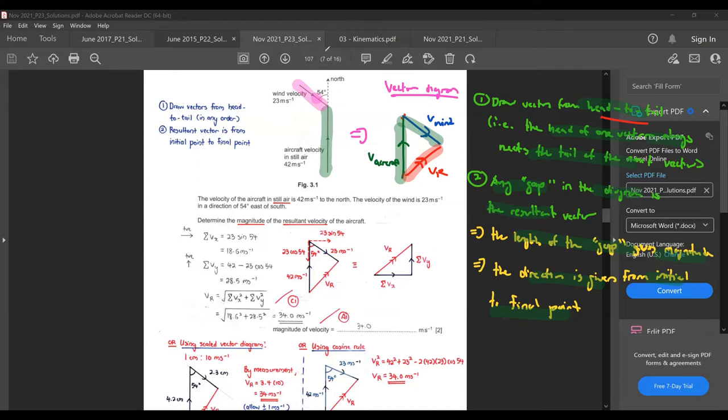That's because if I started with the velocity of the aircraft first, this is my first point. And then after that, I ended up with the velocity of the wind, right? This is my end point. Okay, so first point to end point gives me my direction. That's why it's diagonally outwards. This one, I have to make the term consistent. This is initial point.